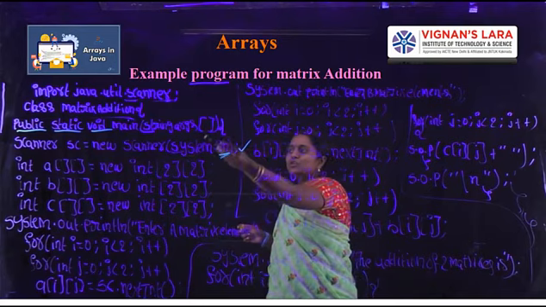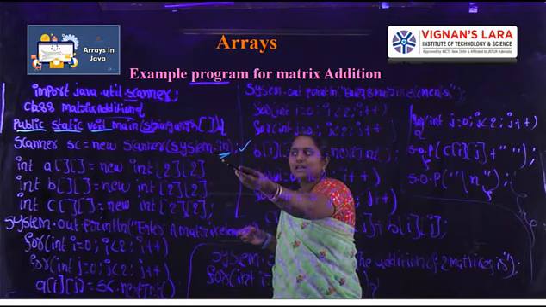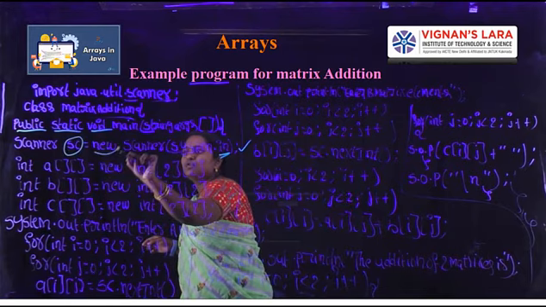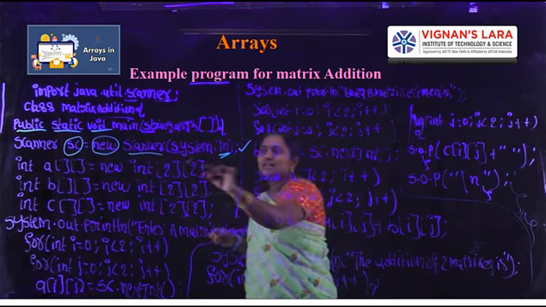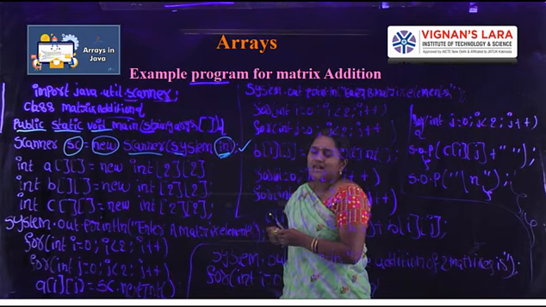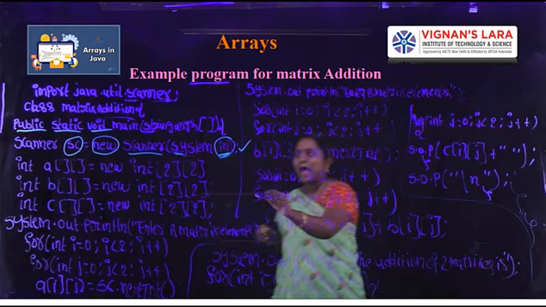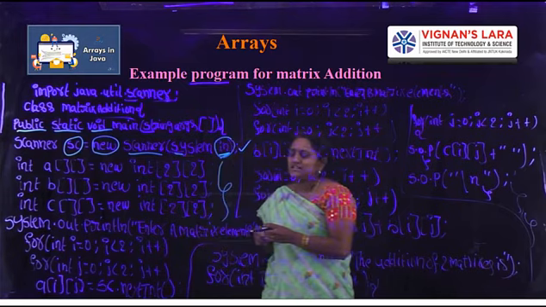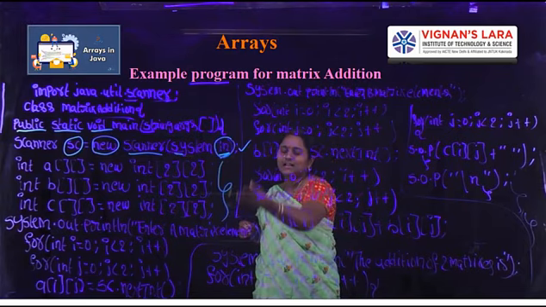I am creating an object of the Scanner class: Scanner sc equal to new Scanner(System.in). Scanner is the class name. Here sc is the object name or reference variable. new is the keyword. Next, Scanner is the constructor. Constructor name is the same as the class name. In this constructor, System.in is for input purpose. At runtime, we can access input values from the keyboard. Here I am creating three integer array objects. In Java, arrays are objects.